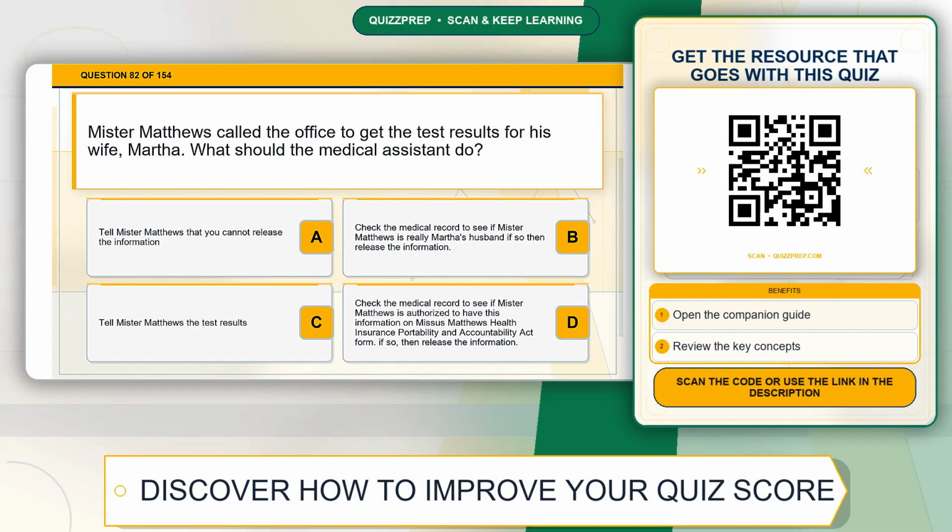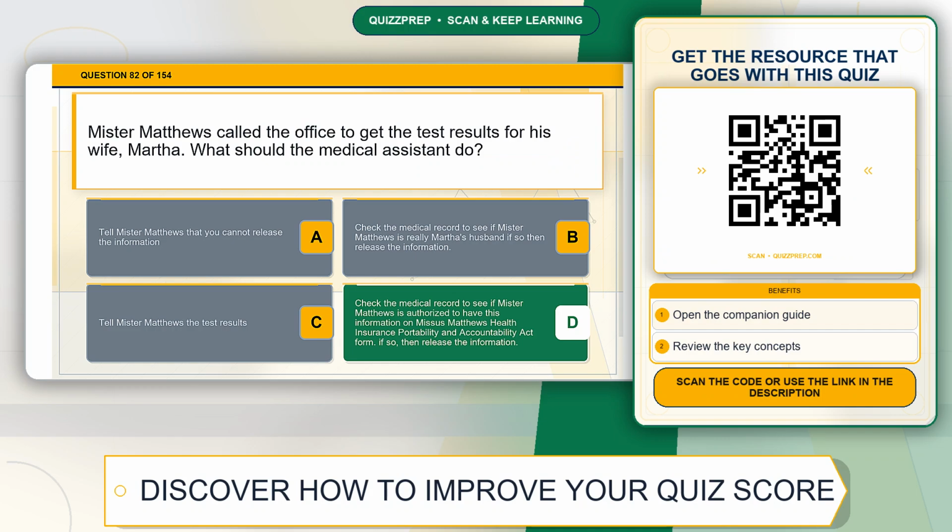Question 82. Mr. Matthews called the office to get the test results for his wife, Martha. What should the medical assistant do? Option A, tell Mr. Matthews that you cannot release the information. Option B, check the medical record to see if Mr. Matthews is really Martha's husband, if so then release the information. Option C, tell Mr. Matthews the test results. Option D, check the medical record to see if Mr. Matthews is authorized to have this information on Mrs. Matthews' Health Insurance Portability and Accountability Act form. If so, then release the information.